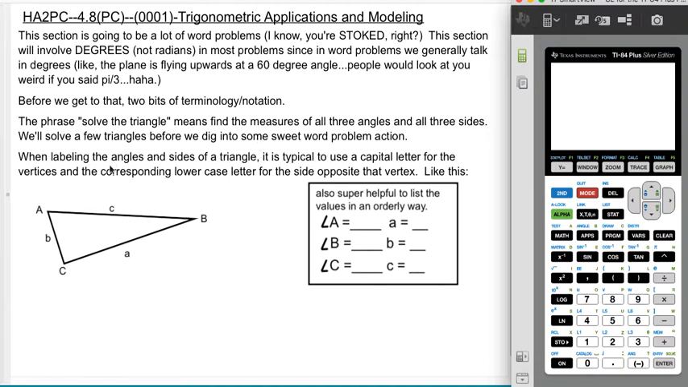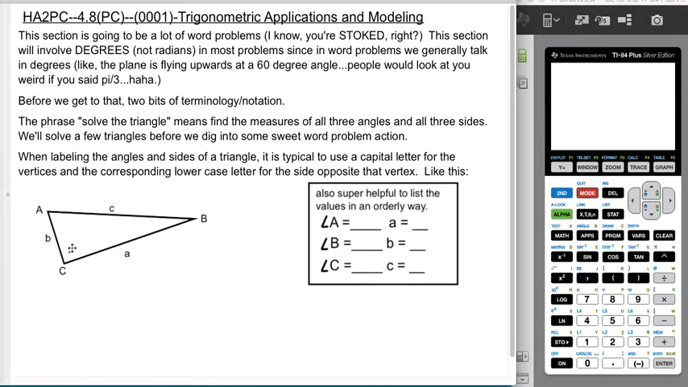When labeling triangles, the convention is that if you label the vertices, these corners, with a capital letter, you label the side opposite them with the matching lowercase letter. So the side opposite C would be called lowercase c, the side opposite A would be called lowercase a, and the side that's not touching B would be lowercase b.